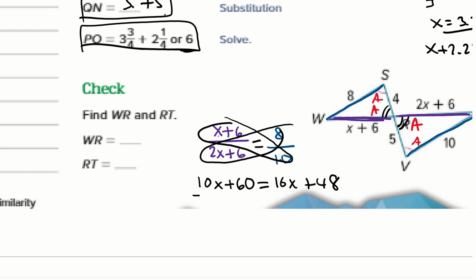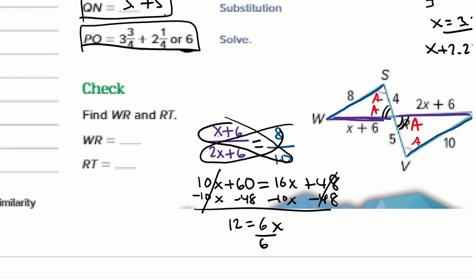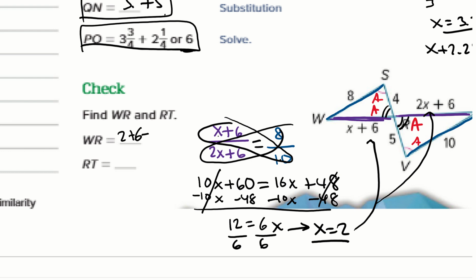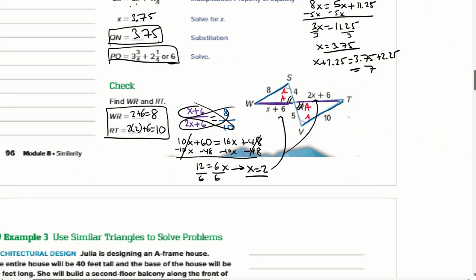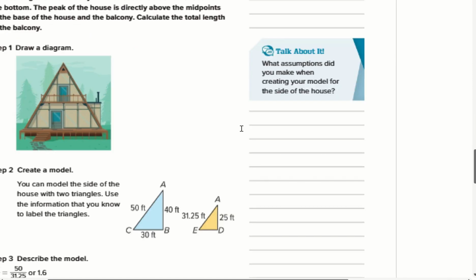All right, and we're going to subtract 10x on both sides, and then subtract 48 on both sides. So we get 12 is equal to 6x, divided by 6. So x is equal to 2. So make sure you plug it into there and there, right? So we get 2 plus 6 is 8. And then 2 times 2 plus 6 is 12, or 4 plus 6 is 10. Those are the two answers. Okay, hopefully that made sense. Let's look at the next one here.